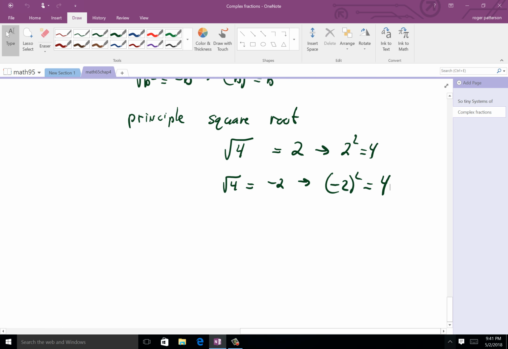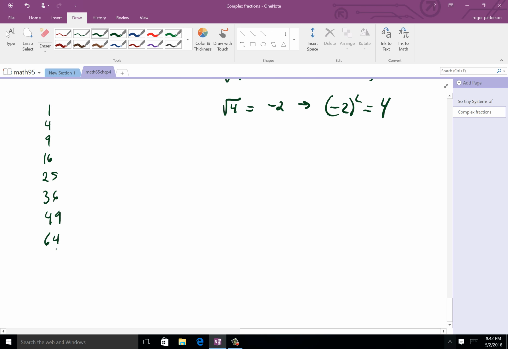Okay, so square roots. I think in 65 we made a little chart and I wrote them all out. 1 and 4 and 9 and 16 and 25 and 36, 49, 64, 81. Of course, 100. And if you take the square root of those, you're going to get this. That's how that works. So if that helps you, great. That's your square roots. Again, those are your principal square roots.